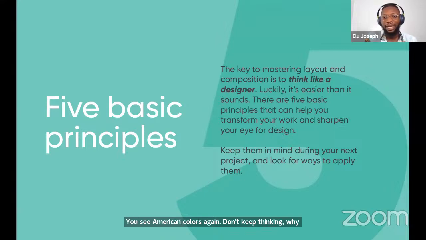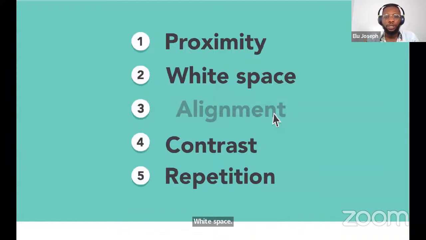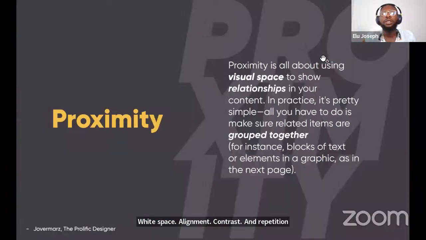But just understand that hierarchy is important and it's also a principle, and it helps each phase of design. Okay. Now, the 5 principles of layout and composition are proximity, white space, alignment, contrast, and repetition. Now, the first one is proximity.